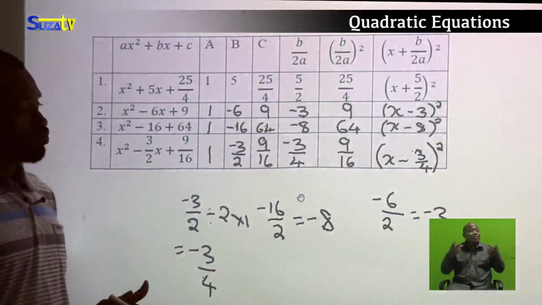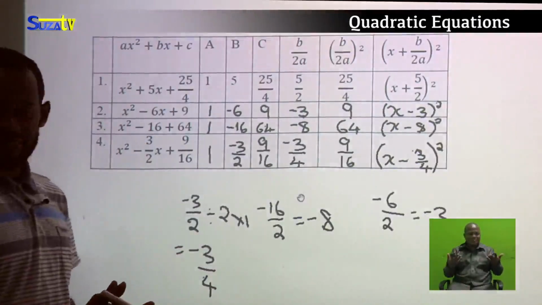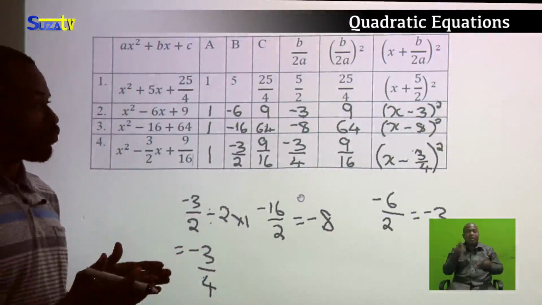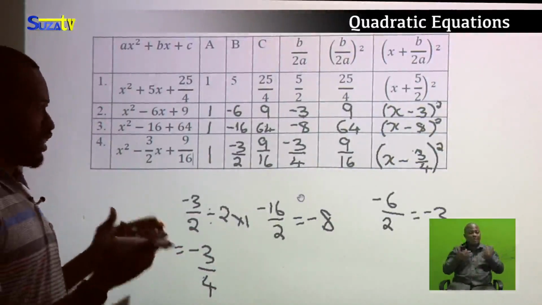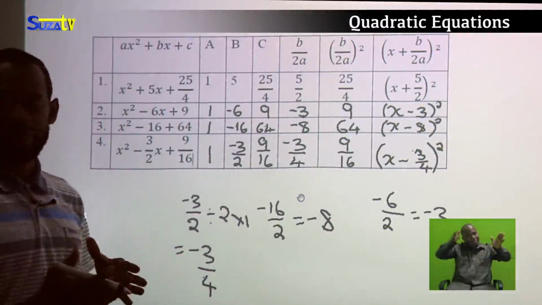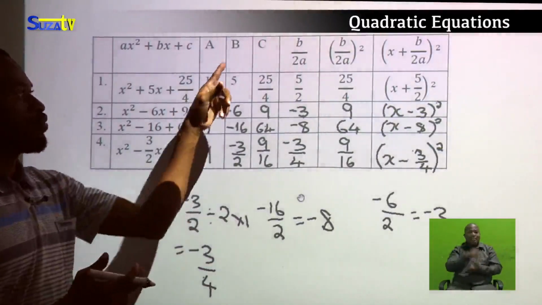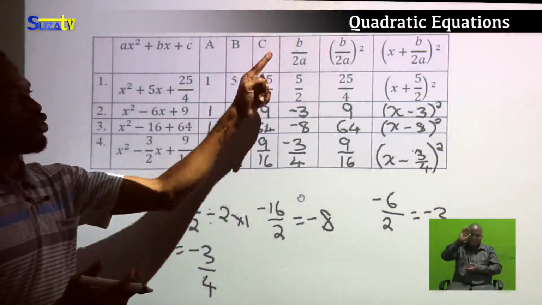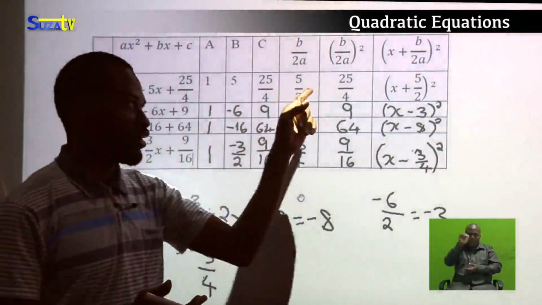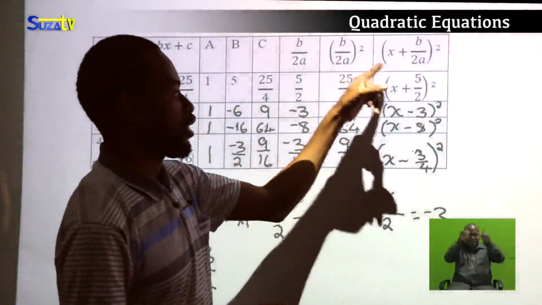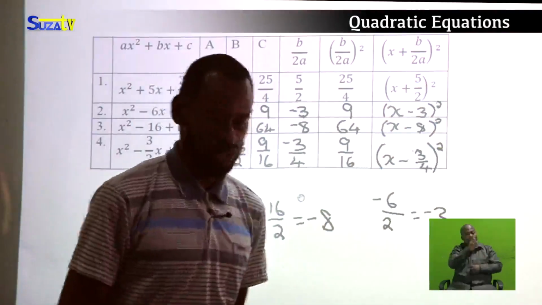So now, we have completed the table here by filling the missing gaps for a, b, c, b over 2a, b over 2a squared, and x plus b over 2a, the whole thing squared.